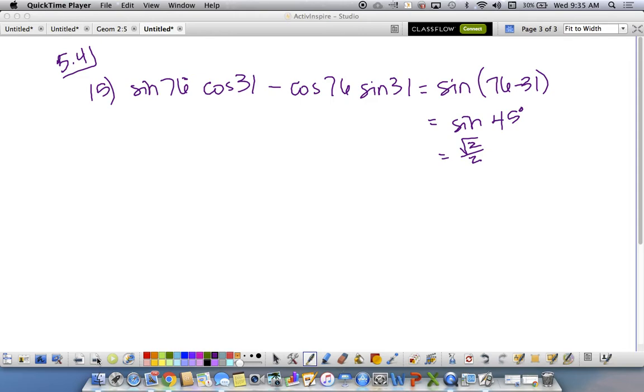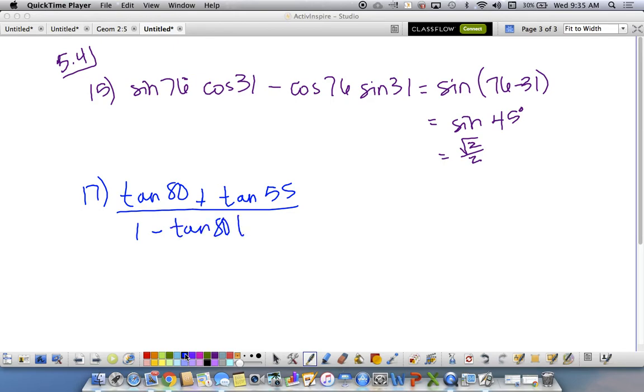Okay, 17. They do one of the same type of things, but with tangent. So tangent 80 plus tan 55, divided by 1 minus tan 80 tan 55. What is that going to be? I think it's kind of obvious. It's a tangent function. But then the question is, am I adding or am I subtracting the A and the B?